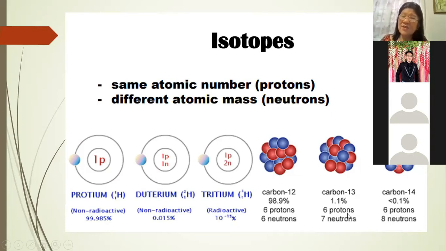But here, the atomic mass is 13, meaning 13 minus 6, you have 7. So in carbon-12, it has 6 protons and 6 neutrons. In carbon-13, it has 6 protons and 7 neutrons. These are its isotopes. So I hope you understand what isotopes are.